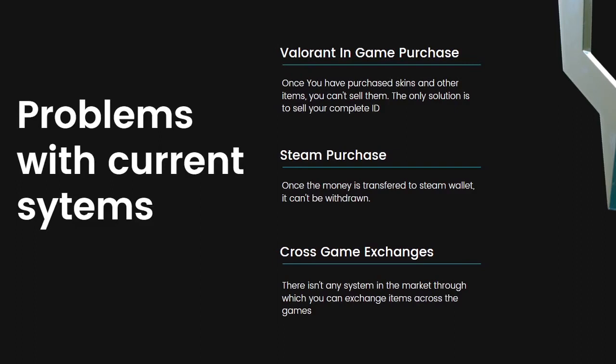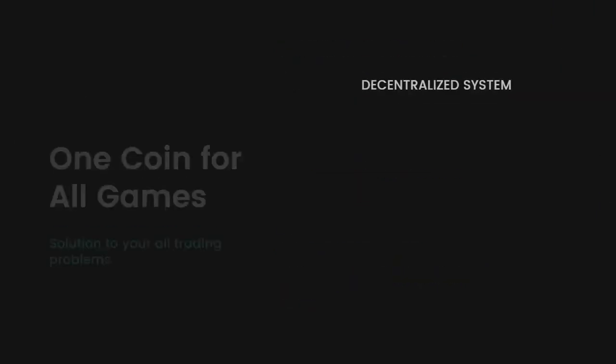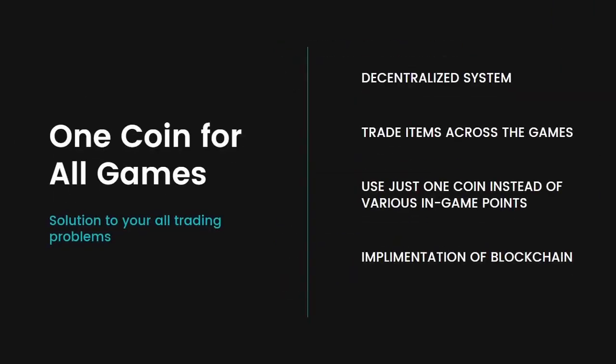Another example is cross-game exchanges. Right now, if you have a CS:GO skin, for example, and you want a Valorant skin, there is no system through which you can exchange these skins. There isn't any system in the market through which you can exchange items across games. So how are we going to solve these problems?